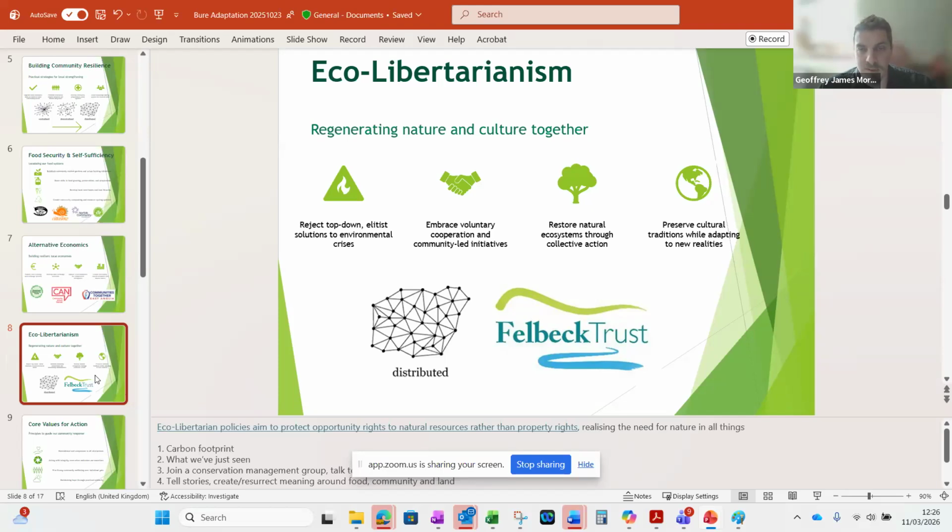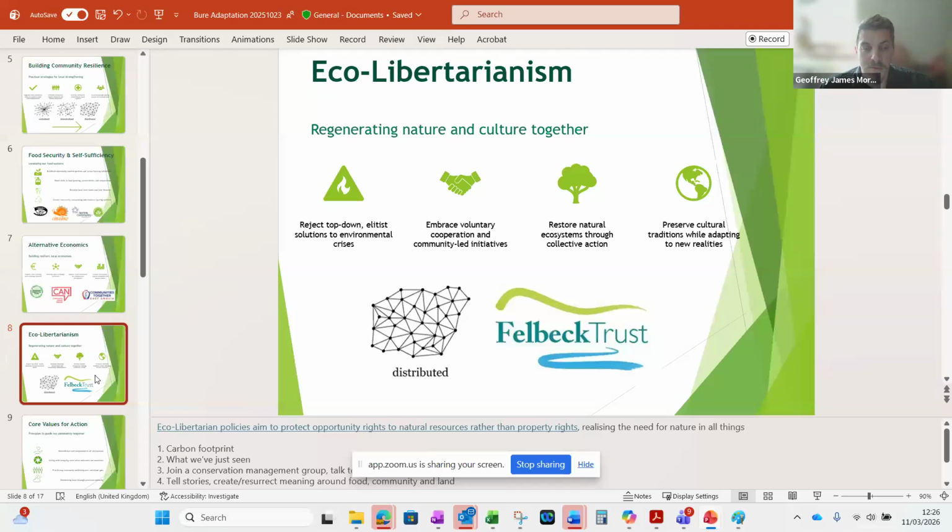Embracing voluntary cooperation, that's the examples that we've just seen, amongst community groups and community-led initiatives and businesses. Every town and area has some of this stuff. It's just a case of finding out what it is, where it is, and supporting them.